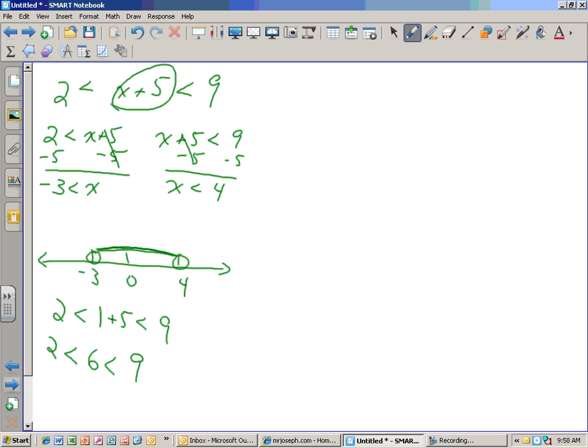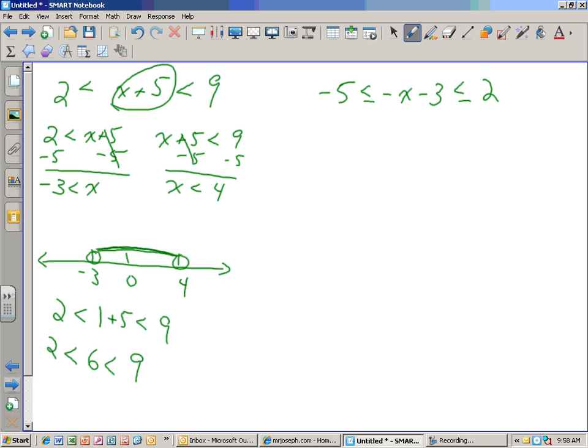So if you see something that's in between, it's an and statement. So what does it look like if it's an or statement? Well, let's do another and statement first. Let's do one out of the book here. -5 less than or equal to -x minus 3 less than or equal to 2. This one's a little bit tricky. Okay, so let's see what that looks like.